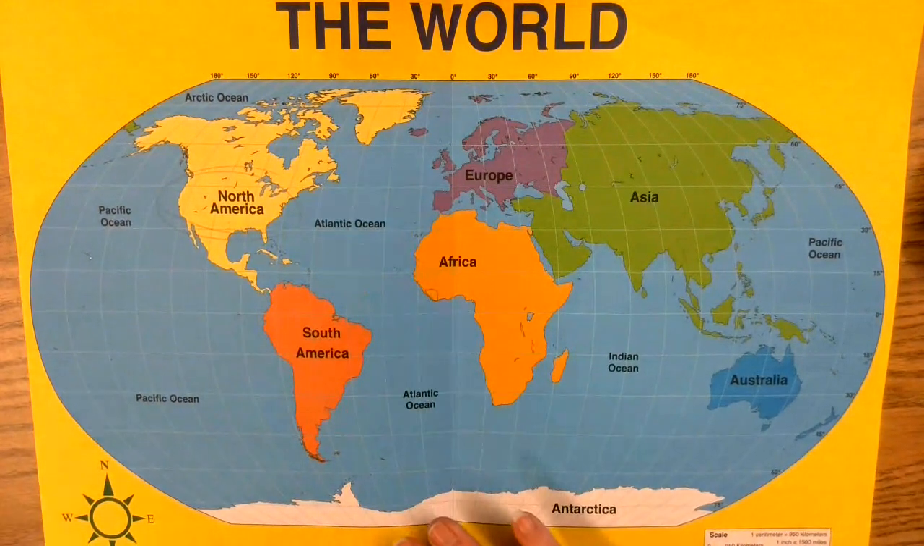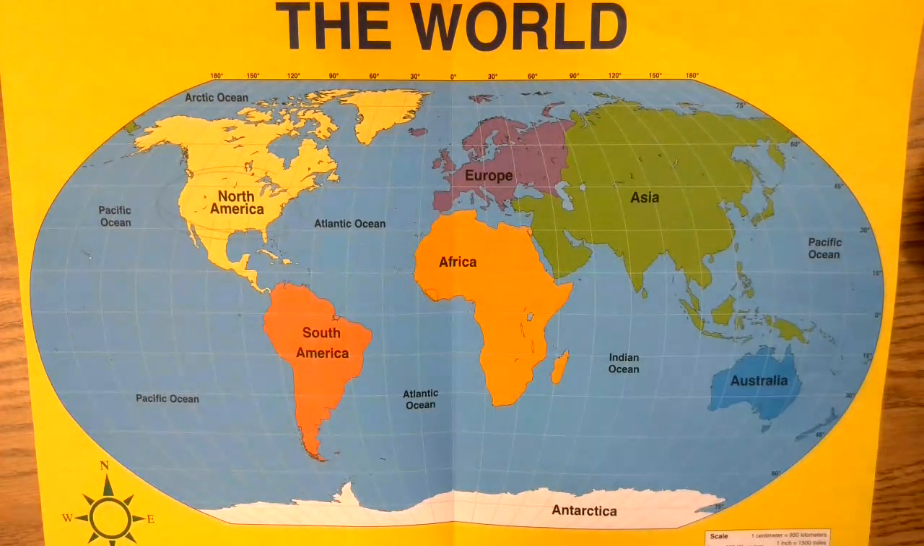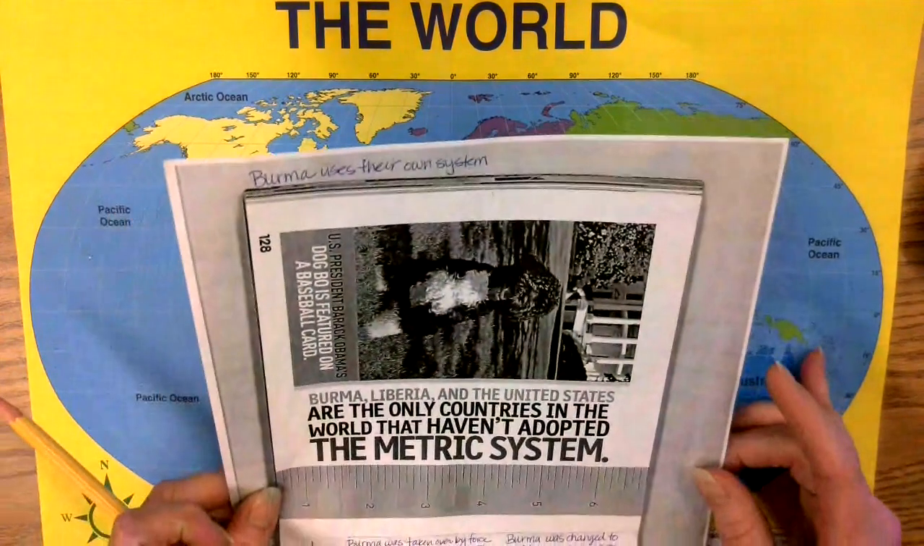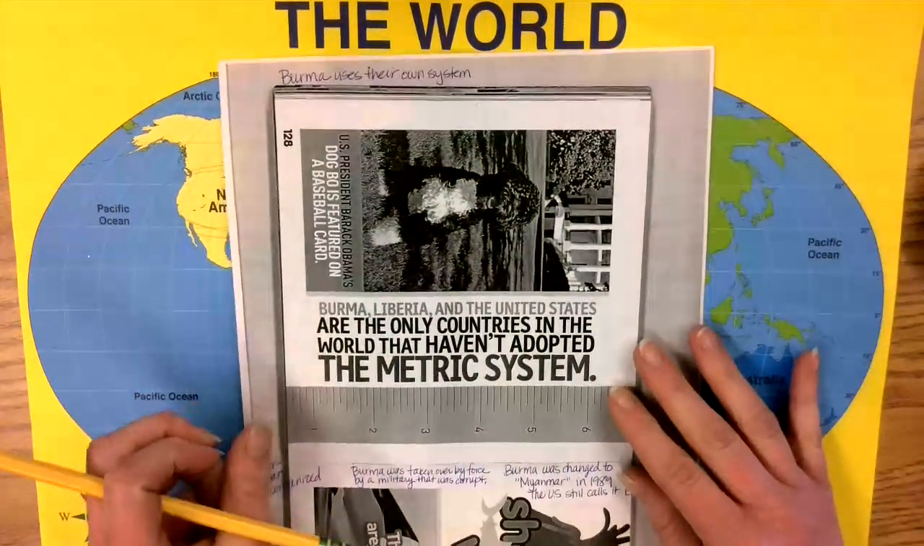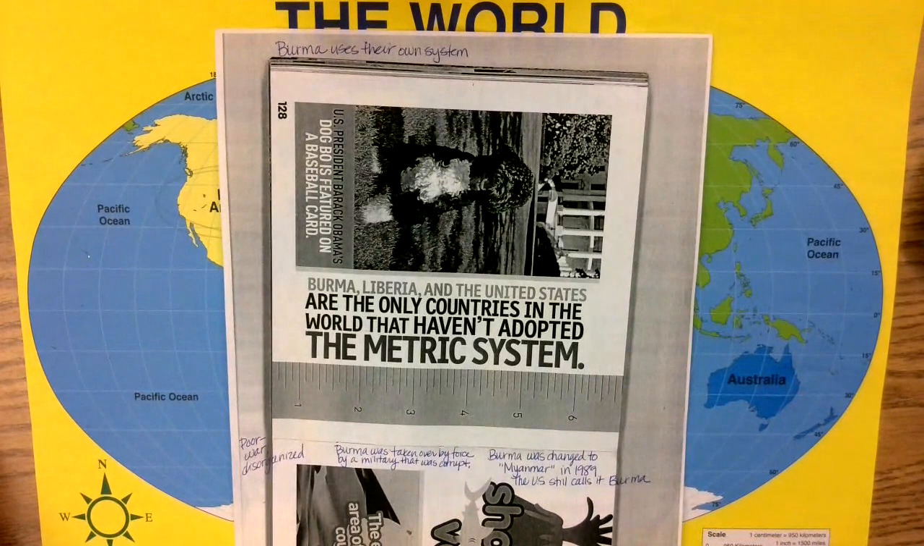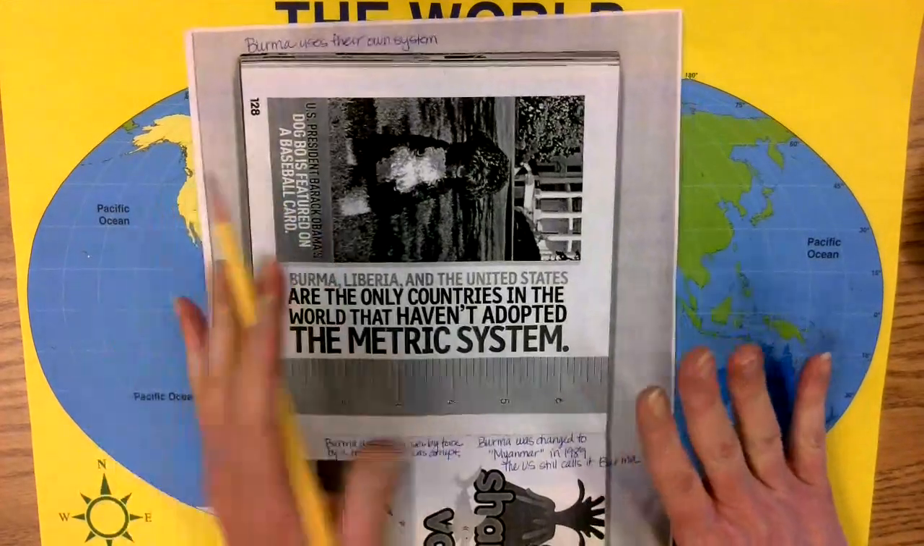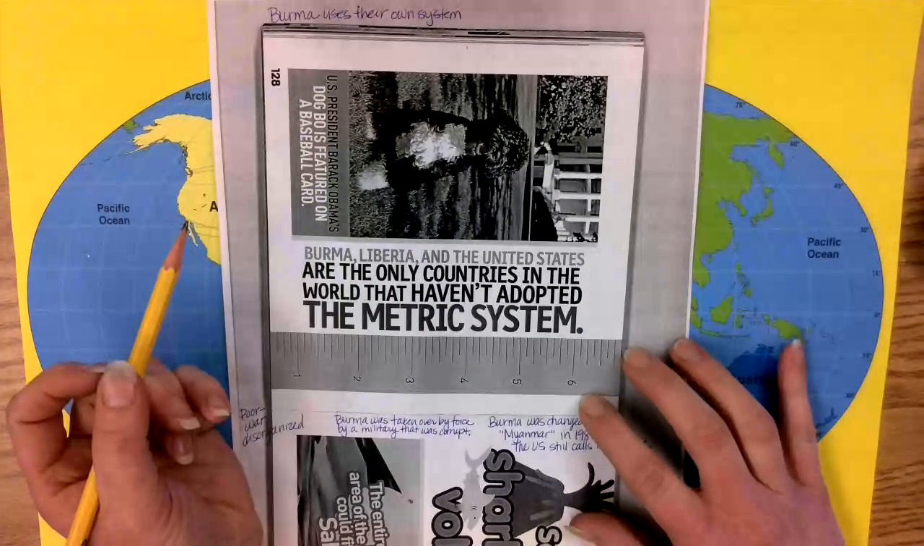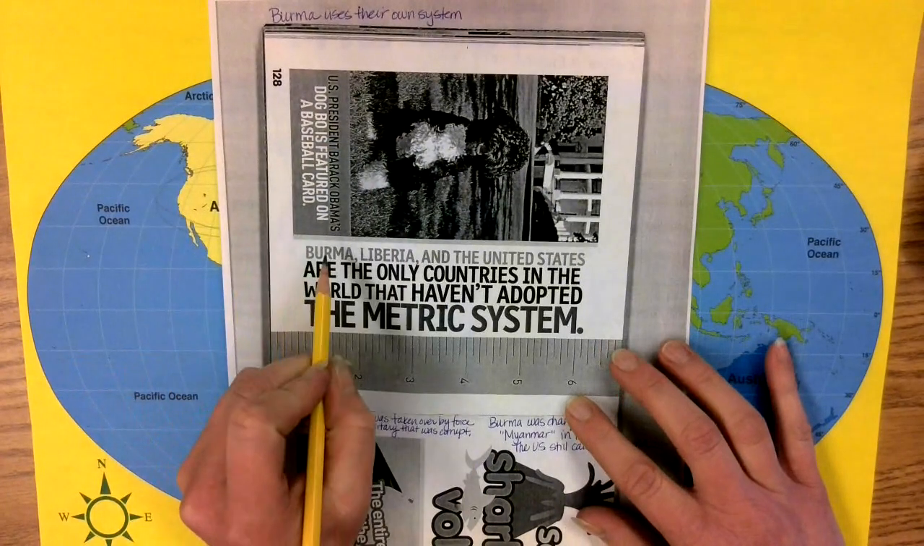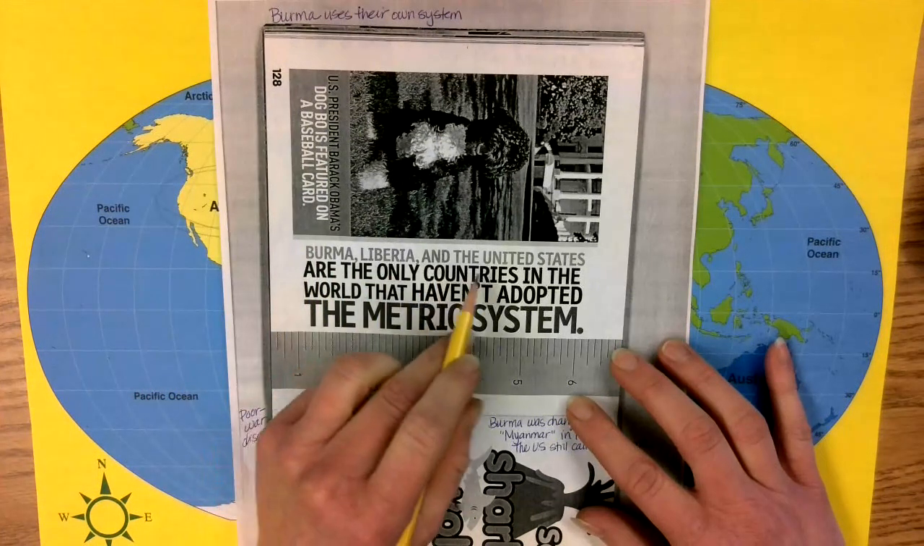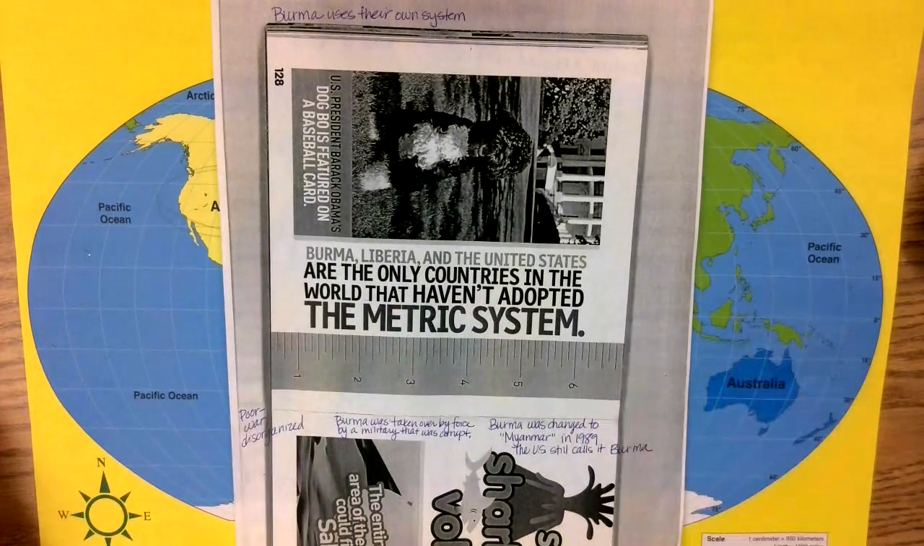A few years ago, a student brought me, actually I think it was Bradley's big brother, I think it was Max. Max found this page for me in one of the books he was reading, and I copied it, and it says Burma, Liberia, and the United States are the only countries in the world that haven't adopted the metric system.